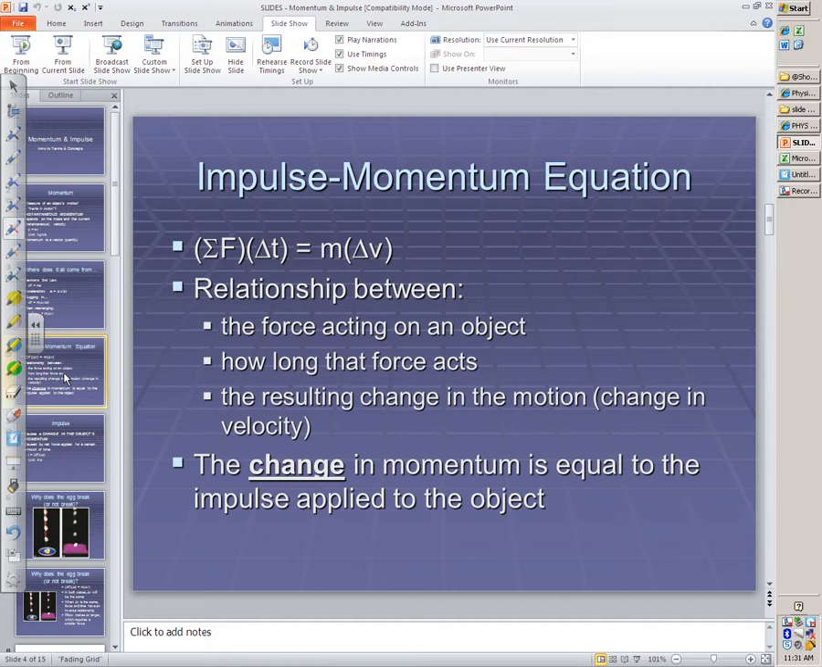The right-hand side: was there anything different about the mass of that object in each of the three cases? No. Was there anything different about the change in its velocity? This one's a little bit harder. Eventually, what happened to all three of them? They all stopped, right?